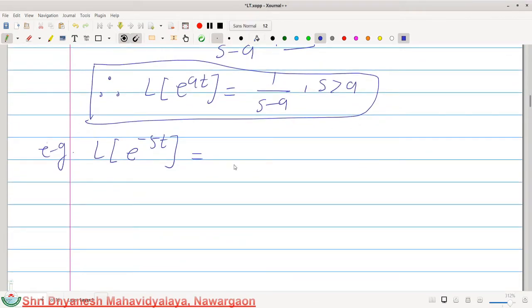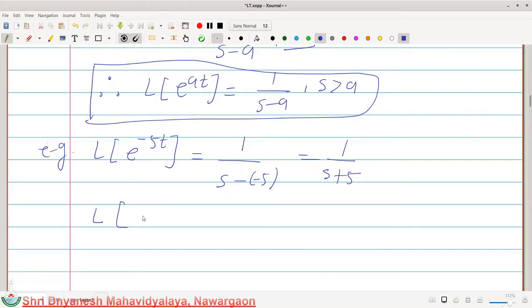So by this above formula, what will be the Laplace transform of e to the power minus 5t? This will be 1 upon s minus minus 5, that is 1 upon s plus 5. Okay.